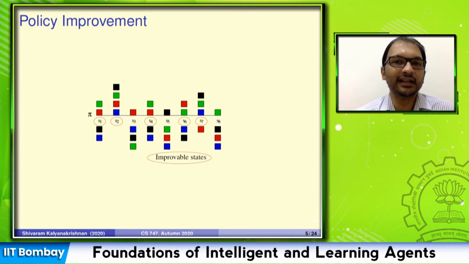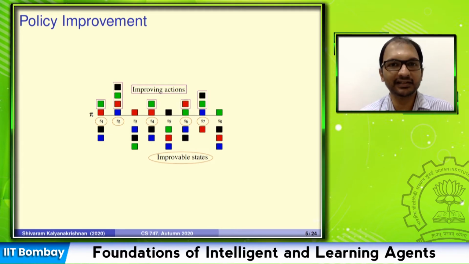Now it turns out that every state which has at least one action that is drawn above the line, we're going to call such states improvable states. So you can see that there are 5 improvable states, S1, S2, S4, S6, S8. On the other hand, S3, S5, and S8 have all the 3 non-taken actions falling below the line. So those are not improvable states. The actions themselves which we are drawing above the line for each state are called improving actions for that particular state. So every improvable state has at least one improving action. States that are not improvable don't have any improving actions.